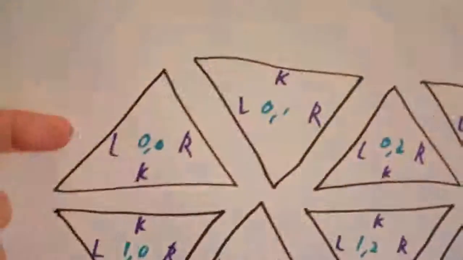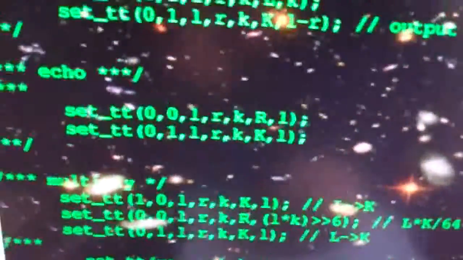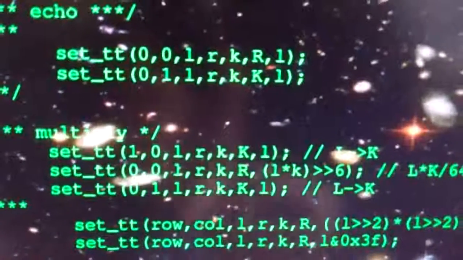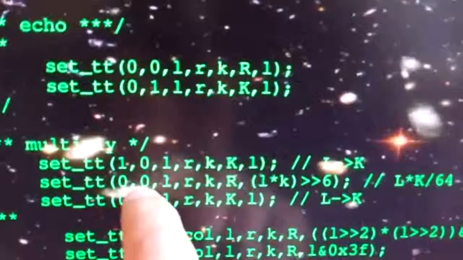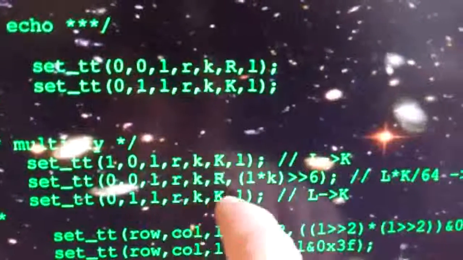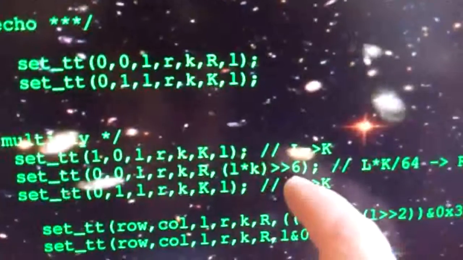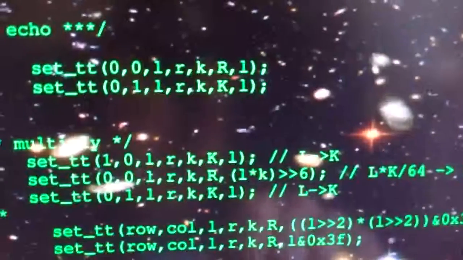So channel 0 is coming in here, channel 1 is coming in here, and we use the hand of God, as it's called, to specify what the truth tables will be. So, for example, truth table 00 basically takes the left input and the right input, multiplies them, shifts it right by 6, so divide by 64.